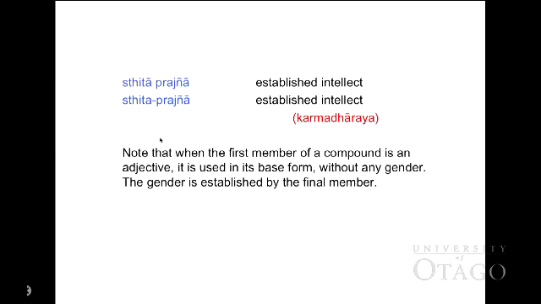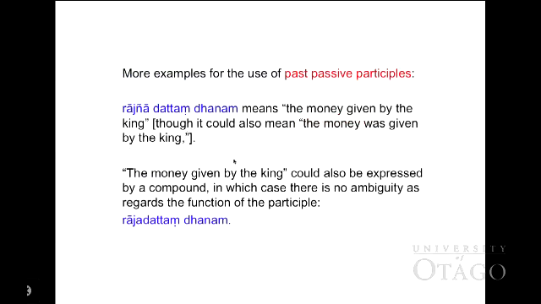Note that when the first member of a compound is an adjective, it is used in its base form without any gender. The gender is established by the final member, prajna. So it need not be sthita prajna with a long a, it should be sthita prajna, short here, not long. Let's see more examples for the use of PPP.